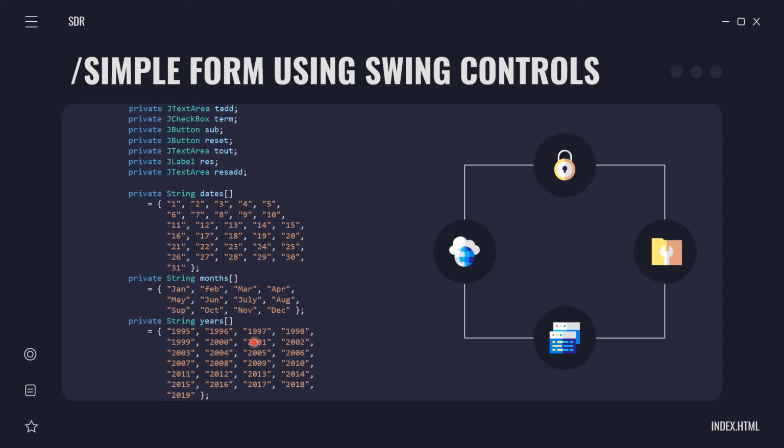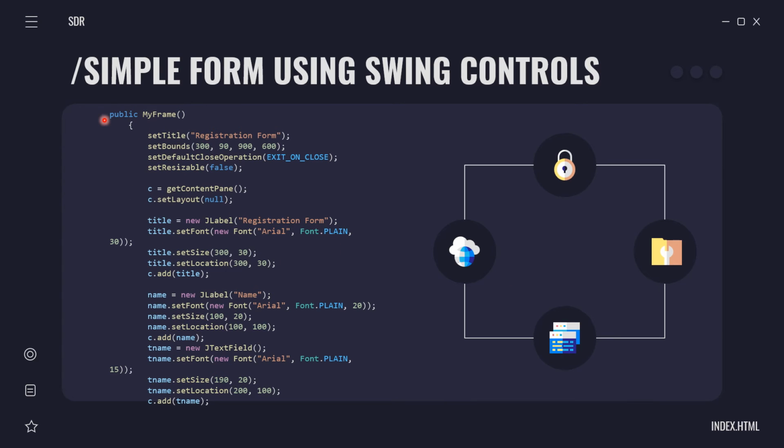Then we are going to create a string for the date object. So we are creating a string with 1 to 31 for dates, January, February up to December for months, and a range of years that the user finds plausible and useful in this situation.